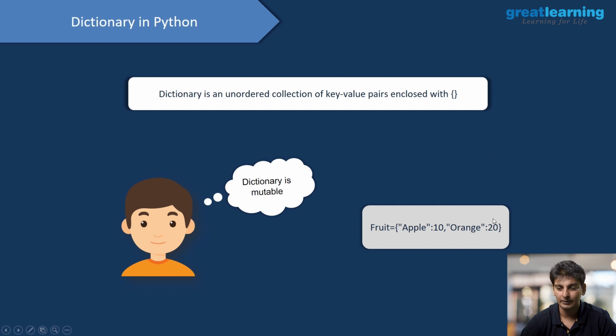So you'll put in curly braces over here. So first you'll put in the key. So over here the key is apple and then you'll give in a colon and then you'll give in the value. So for the key apple, the value is 10. And then you'll give in the next key value pair. So after a comma, the next key value pair is orange 20. So orange is the key and 20 is the value. So let's go ahead and create our own dictionary.